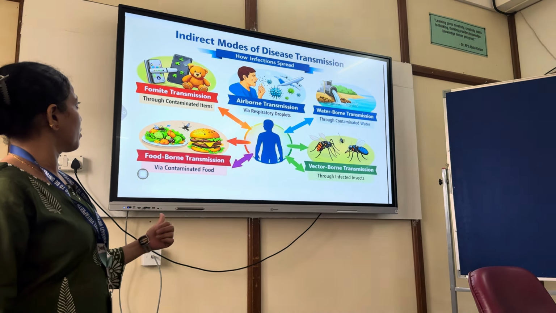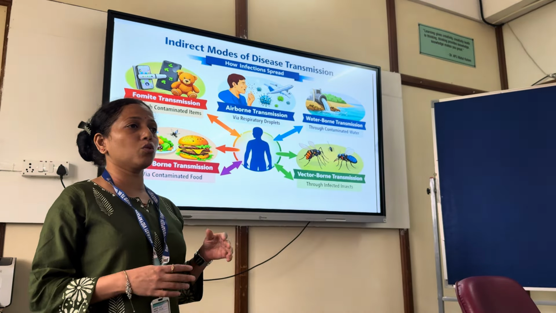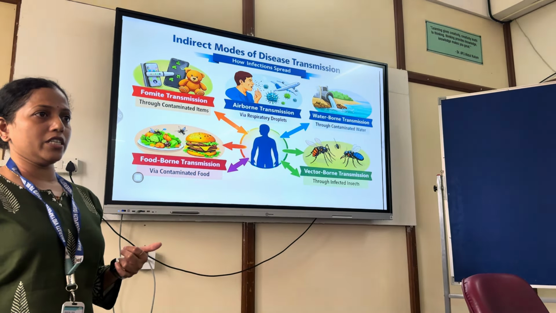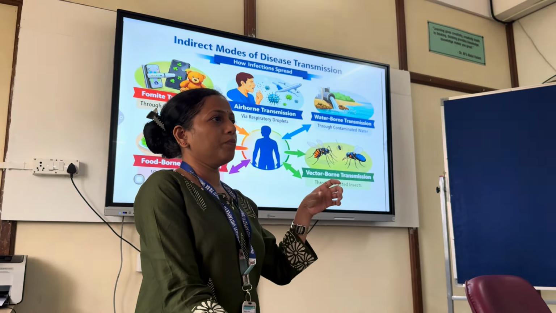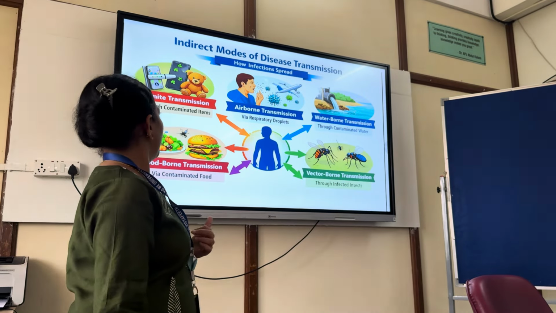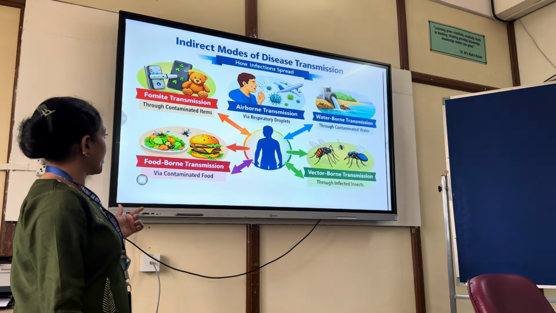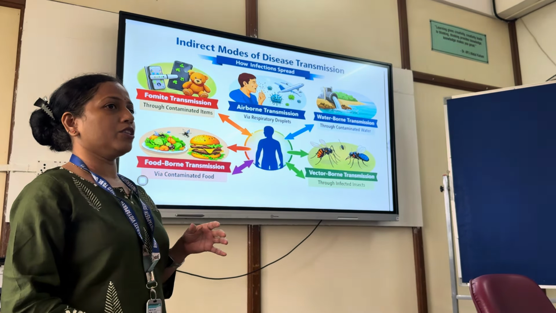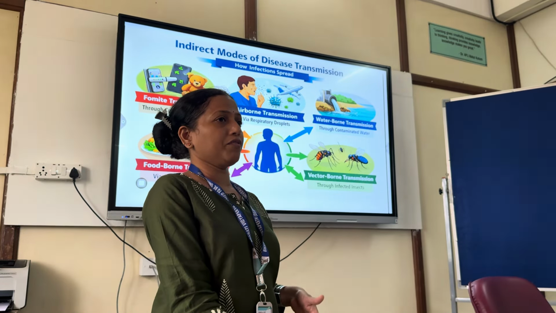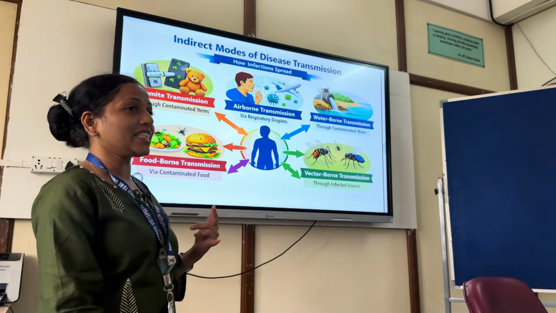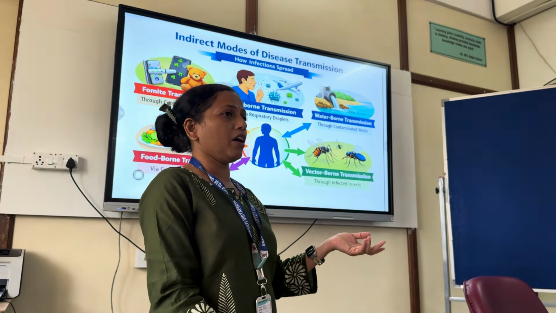In that, the fomite transmission. In fomite transmission, it is through contaminated objects, like pediculosis. In pediculosis, by using the same comb, it will appear. Then conjunctivitis. Then foodborne diseases, through contaminated foods, like typhoid, food poisoning, hepatitis A and hepatitis E, through the fecal-oral route.